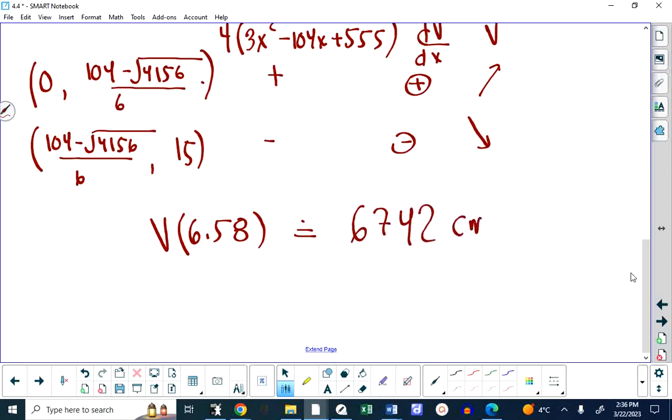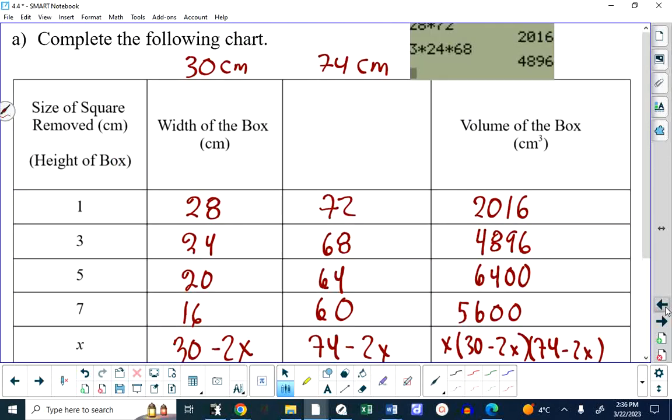6,742 centimeters cubed. I think if you were to go back and look at that table, and can I get a seconder on that? Okay, good. I think if you were to go back and look at that table that we constructed, that makes sense. You know, we saw, just roughly speaking and going up by increments of 2 centimeters, it was peaking in the 6,400 range, so more specifically 6,742. Any questions with that example?